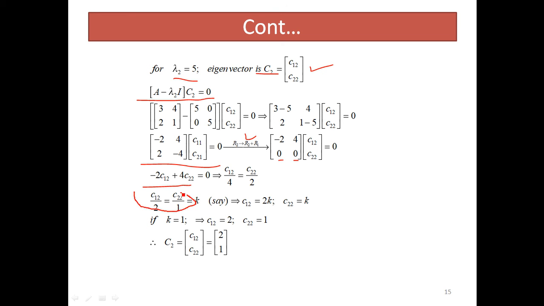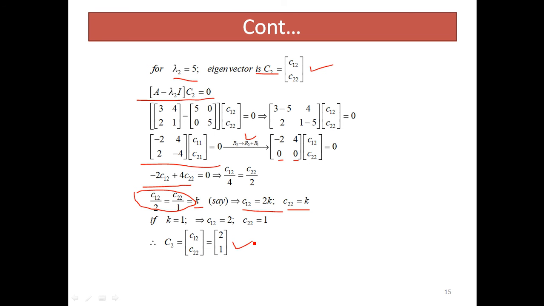Again this can be equal to a constant quantity k. So C12 equal to 2k, C22 equal to k. Assuming that k is equal to 1, we should assume a simpler value, so k can be assumed as 1. So C12 equal to 2 and C22 equal to 1. So your eigenvector is 2, 1 in case of C2, considering the eigenvalue as 5. So in this way you got two eigenvectors.